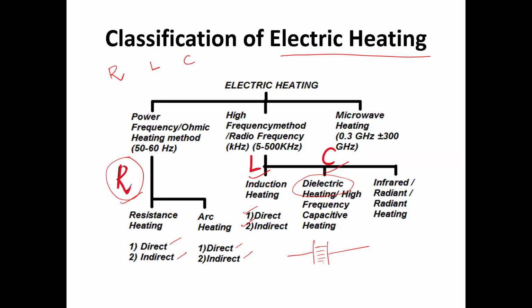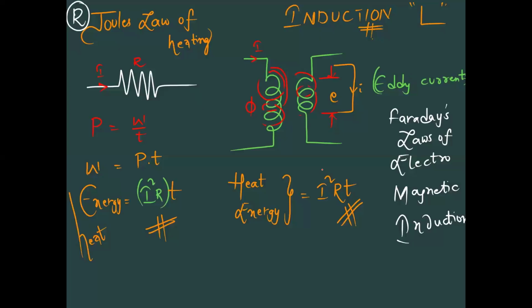These are the frequency levels. For resistance, it's 50 to 60 hertz. Whereas this one is 5 to 500 kilohertz. This one is in the gigahertz range for capacitance. It's not in our syllabus, but remember these two come under the category. For each and every part of electric heating, classification-wise, remember the three parts: resistance, inductance, capacitance.